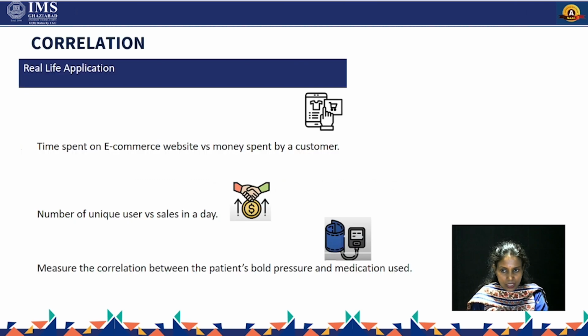Now its real life applications. The correlation coefficient is used for time spent on an e-commerce website versus money spent by a customer, number of unique users versus sales in a day, and to measure the correlation between patients' blood pressure and medication use.